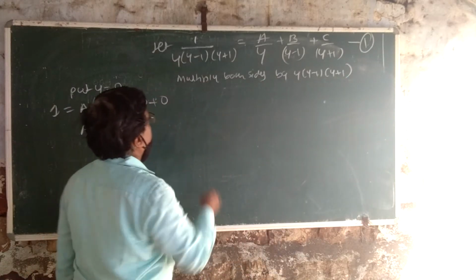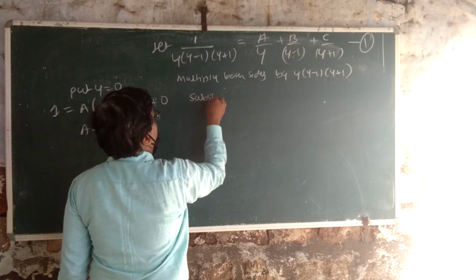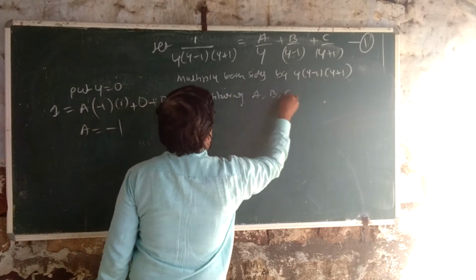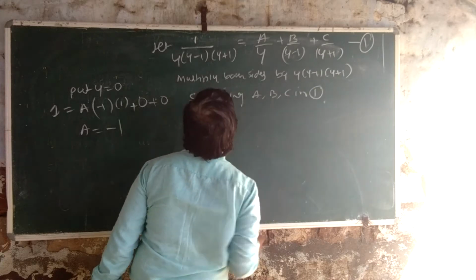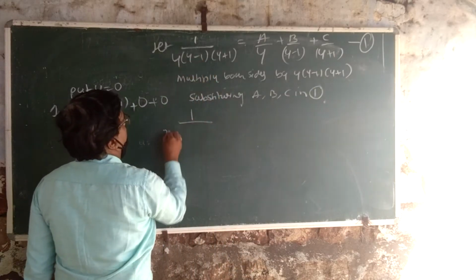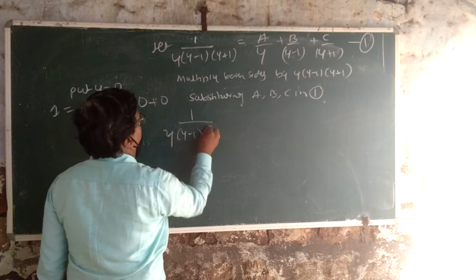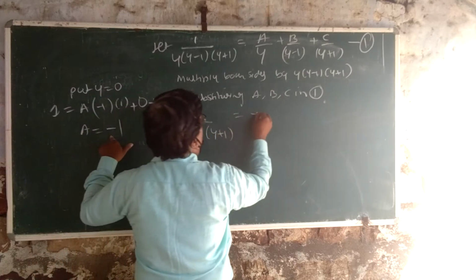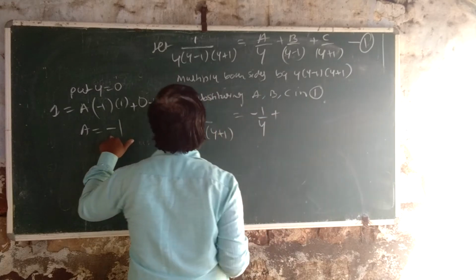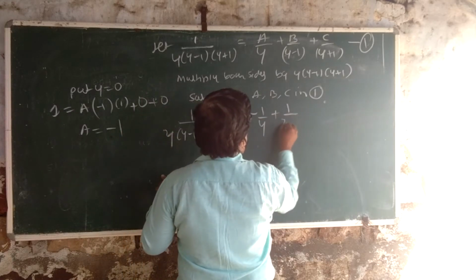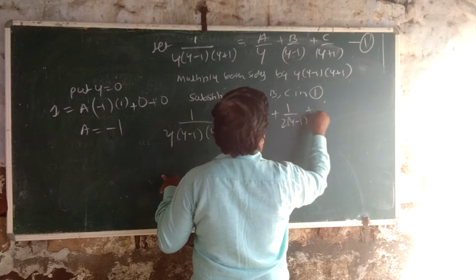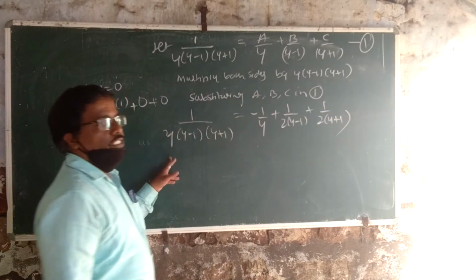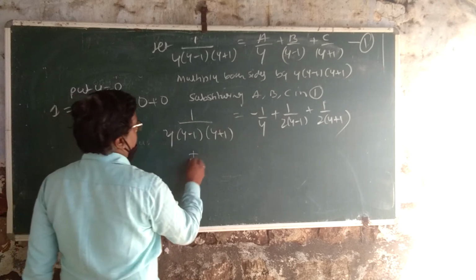So now substituting a, b, c in equation 1. So it gives 1 divided by y into y minus 1, y plus 1 is equal to, a means it is minus 1 by y, plus b is 1 by 2, 1 by 2 into y minus 1, plus c is again 1 by 2 into y plus 1. Okay, so now we integrate.